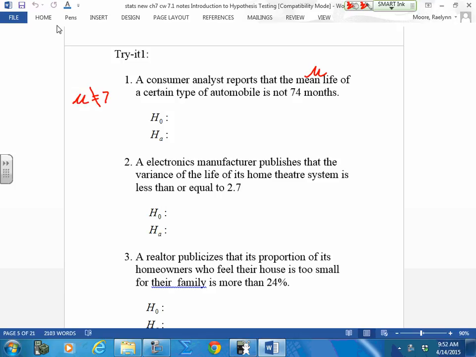74. Good. Now, you said put that in the HA. Yes, because that does not contain an equal sign. Okay, so we're going to put it here in the HA. This is the claim. Now the HO, its complement would be what? Equal. Yes, equal. What tail test do we have? We have a two-tail test.